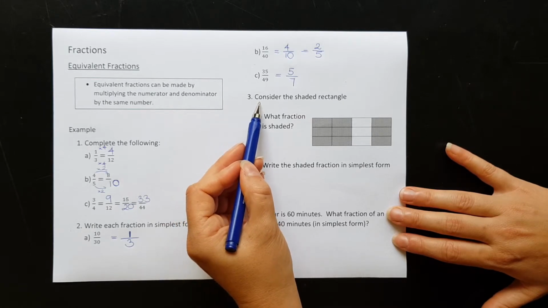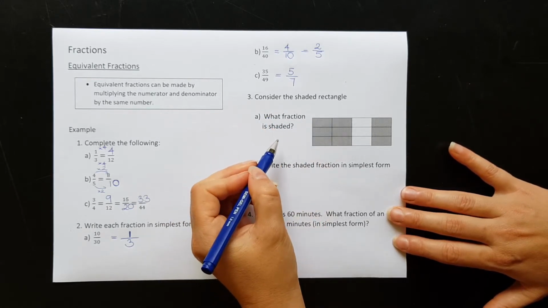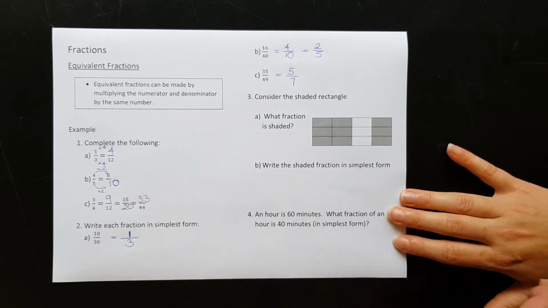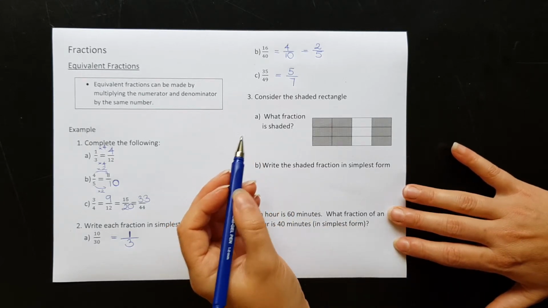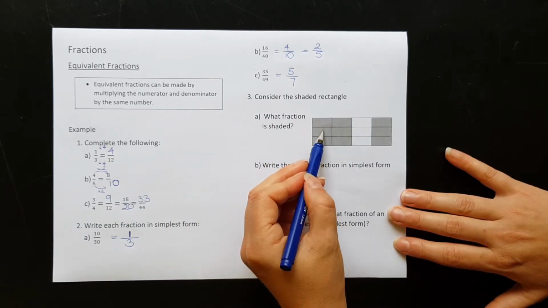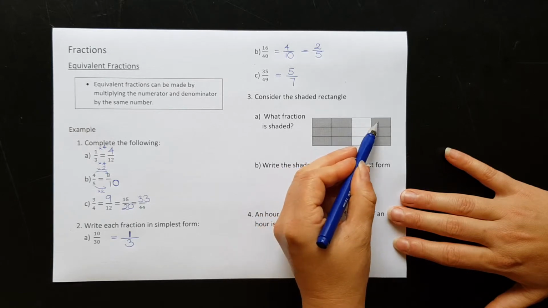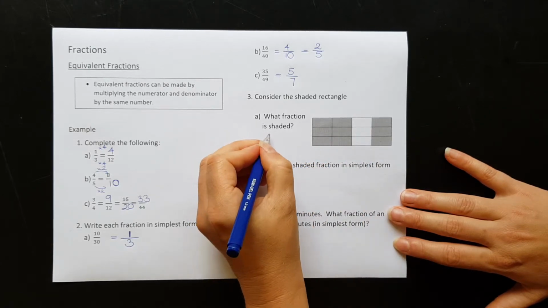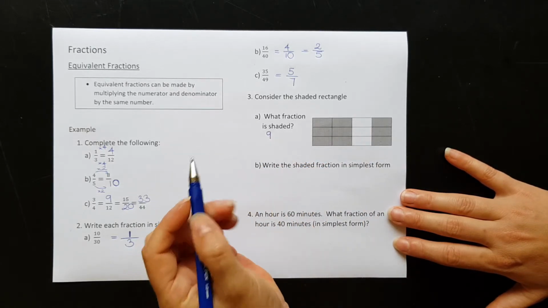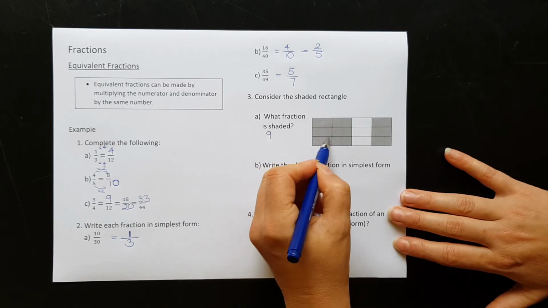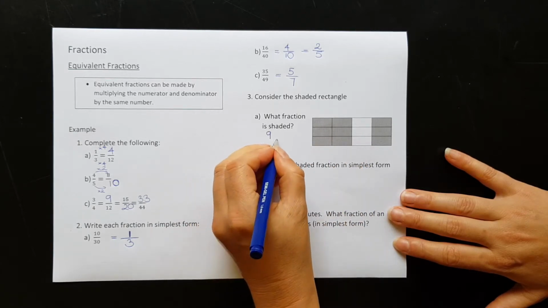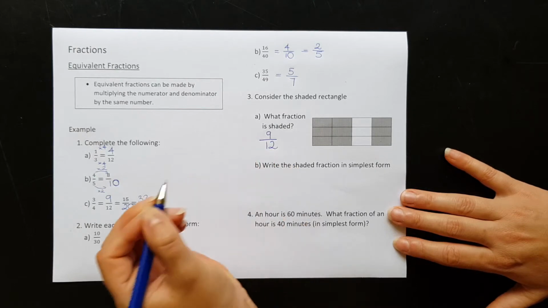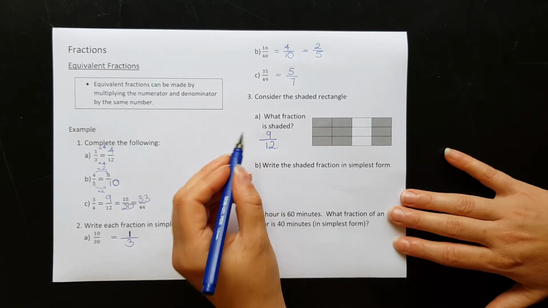All right, for number 3, we want to consider the shaded rectangle. What fraction is shaded? Okay, we have 1, 2, 3, 4, 5, 6, 7, 8, 9 rectangles there that are shaded out of a total of, well, we had 9, so 10, 11, 12 in total. Okay, we did that last lesson, so that's not new.